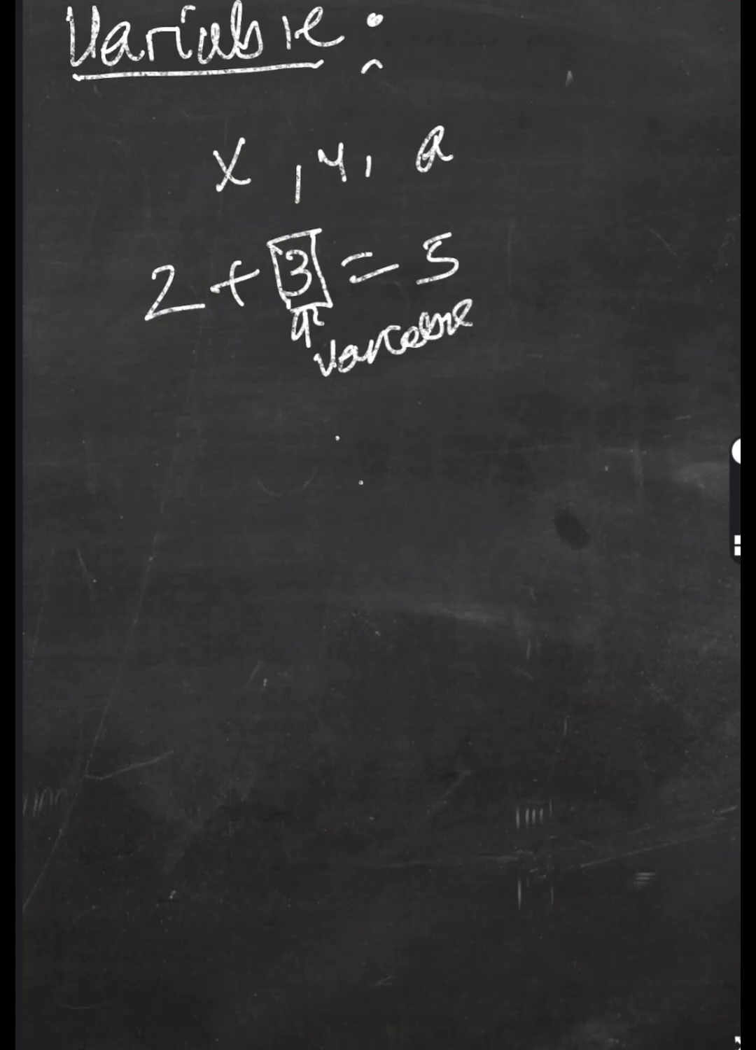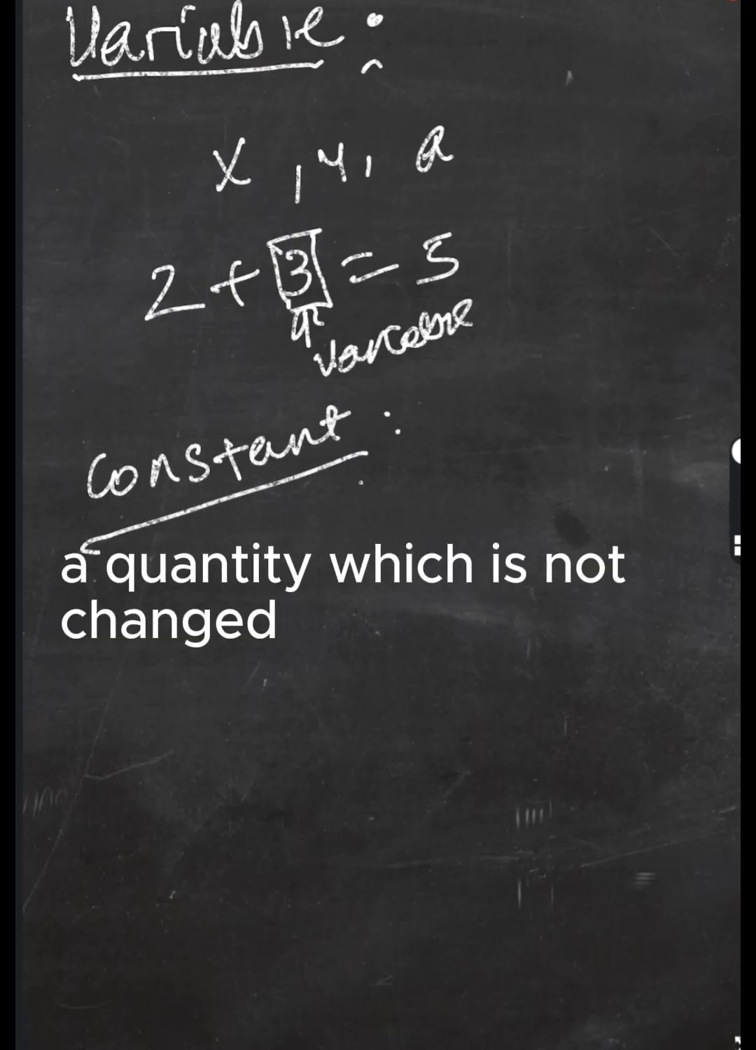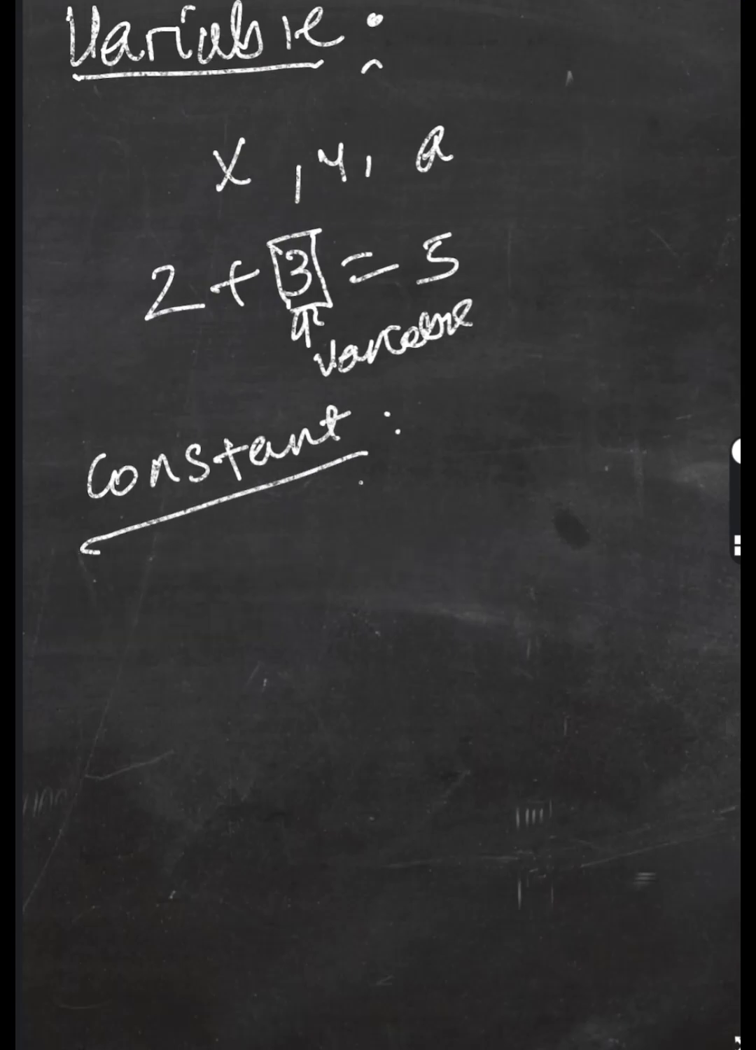The second definition we have to know is constant. A constant is a quantity which does not change, like all numbers: 1, 2, 3, 4, and so on.